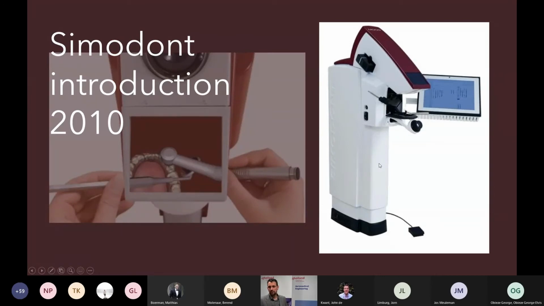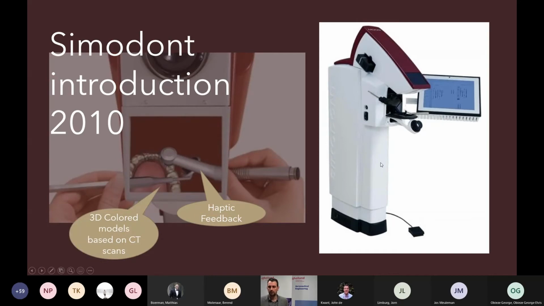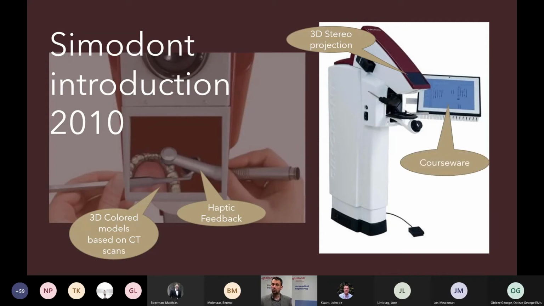Now, 2010, we had it. We had the whole system. We installed 40 systems with haptic feedback. We had the models of the tooth and the gum around it. That's also important. It was 3D with a stereo projection on the display. And we had courseware in that. Come back to that later. Also, the foot pedal is important. It really looked like a simulator, and this is how they were installed in 2010. And they have been running like that up until now.